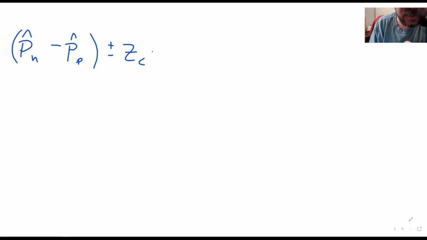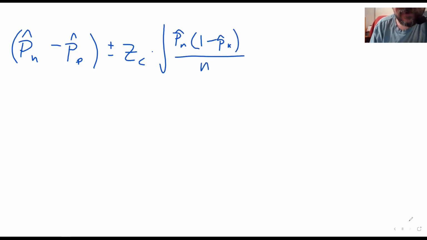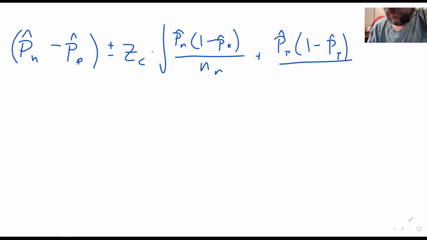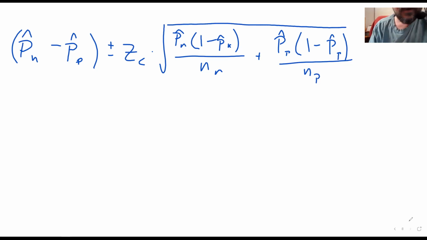So Z sub C times the square root of, I'll put the hat on this in a second. We're going to have P sub N hat times 1 minus P sub N hat over n sub N plus P sub P. I have so many of the same letters in this problem. This is ridiculous. 1 minus P sub P hat over n sub P. All right, so we're going to do that.